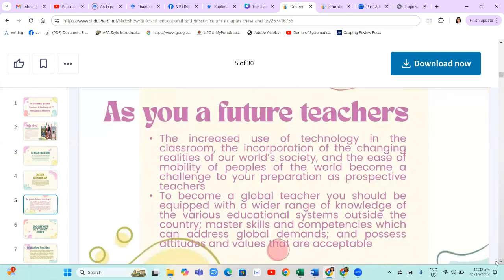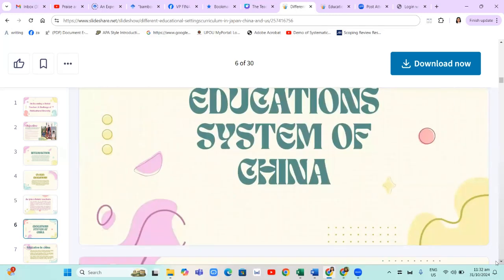As a future teacher, the increased use of technology in the classroom, the incorporation of the changing realities of our world society, and the ease of mobility of peoples of the world become a challenge for your preparation as a prospective teacher. To become a global teacher, you should be equipped with a wider range of knowledge of the various educational systems outside the country, master skills and competencies which can address global demands, and possess attitudes and values that are acceptable. Let's now discuss the educational system of China.